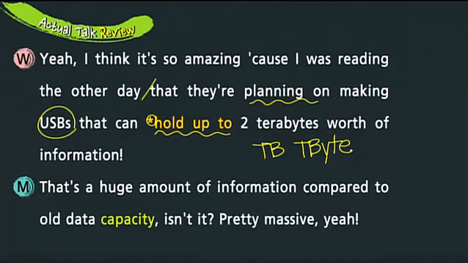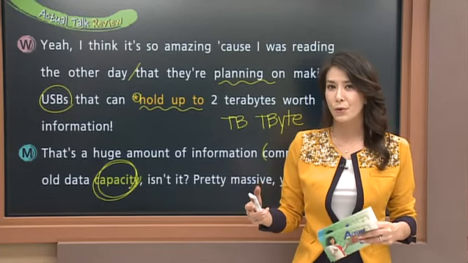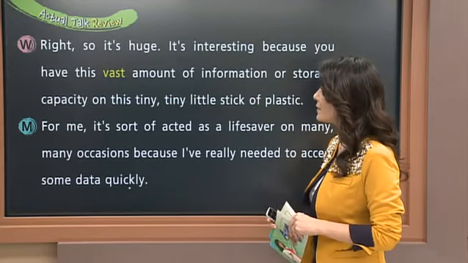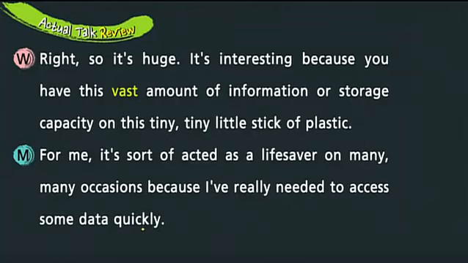Now, Eugene says that's a huge amount of information compared to, he's comparing the two, compared to the old data capacity. Okay, isn't it? And he says pretty massive, right? So capacity, we're talking about the amount of something that can be stored. Storage capacity. Okay, let's move on. Right, so it's huge. It's interesting because you have this vast amount of information or storage capacity on this tiny, tiny little stick of plastic.